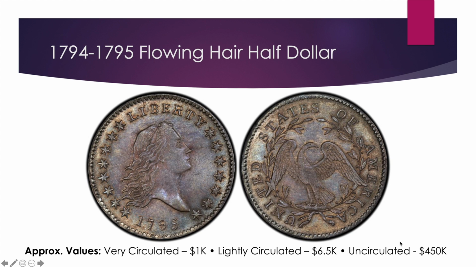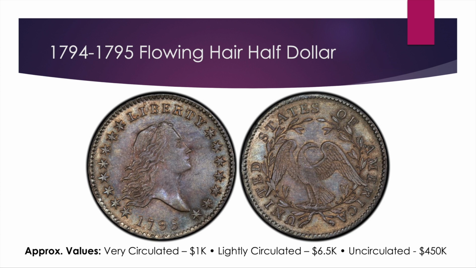The values that we do have are: very circulated refers to, on the Sheldon 70 scale, a 4. Lightly circulated is like an XF40, and then uncirculated is Mint State 65. So these are about $1,000 really circulated, $6,500 lightly circulated, and $450,000 uncirculated.